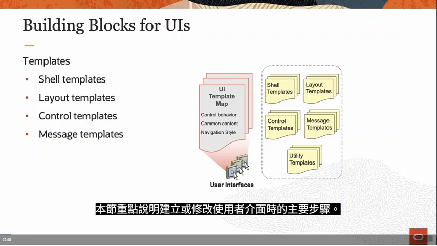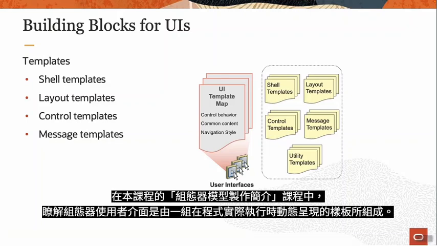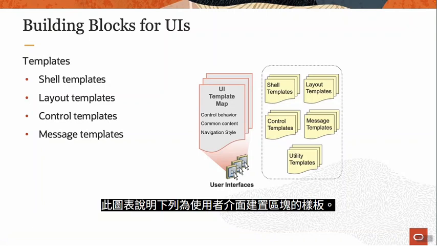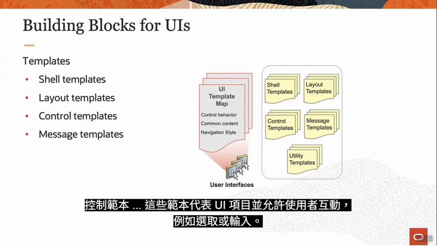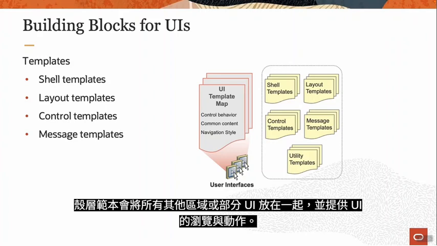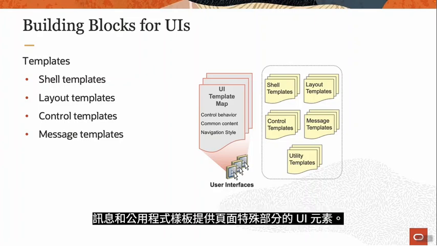In the overview of configurator modeling lesson of this course, we learned that configurator user interfaces consist of a set of templates which are dynamically rendered at runtime. This diagram depicts the following templates that are the building blocks of user interfaces. Control templates. These represent UI items and allow user interaction, such as selection or input. The layout template determines the visual layout of the control templates or elements within the layout region. The shell template keeps together all of the other regions or parts of the UI and provides the navigation and actions for the UI. Message and utility templates provide UI elements for specialized parts of a page.